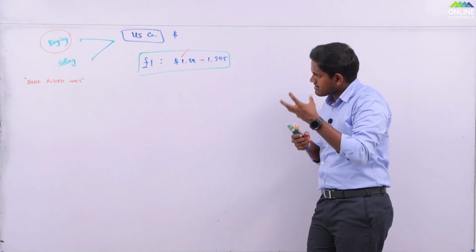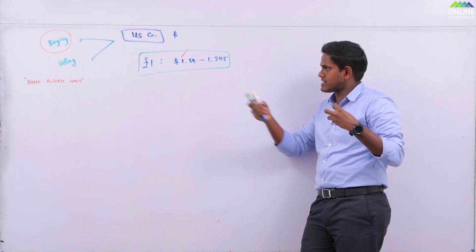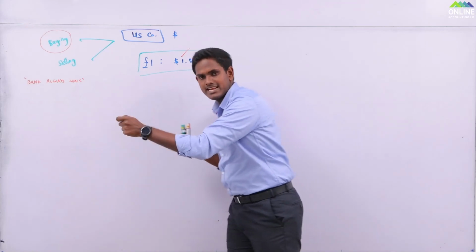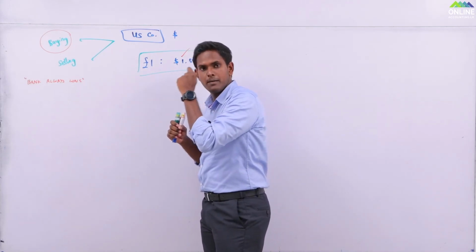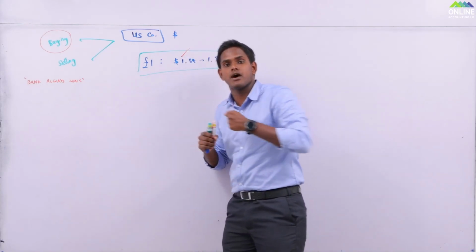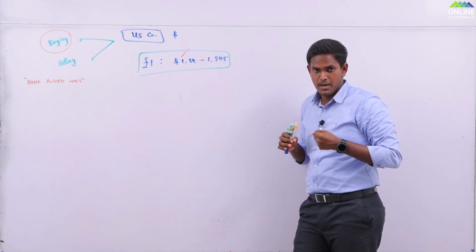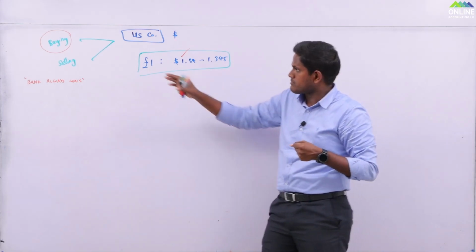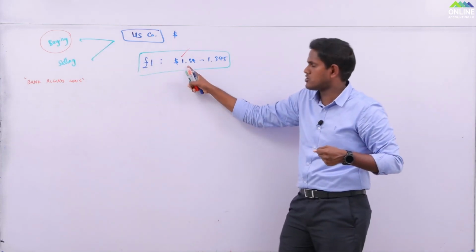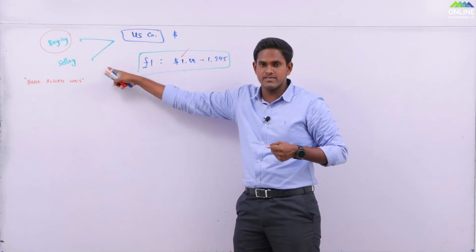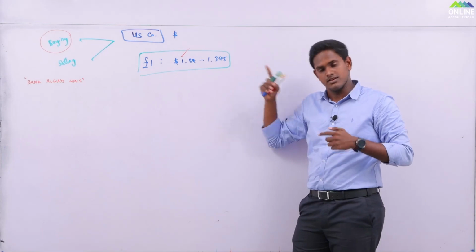So if you get a remittance from your UK customer in pounds, you go and sell it to the bank. You sell pounds to the bank. The bank is buying pounds, right? Buying will always happen at the lower rate. Selling will always happen at the higher rate. It's the other way around.